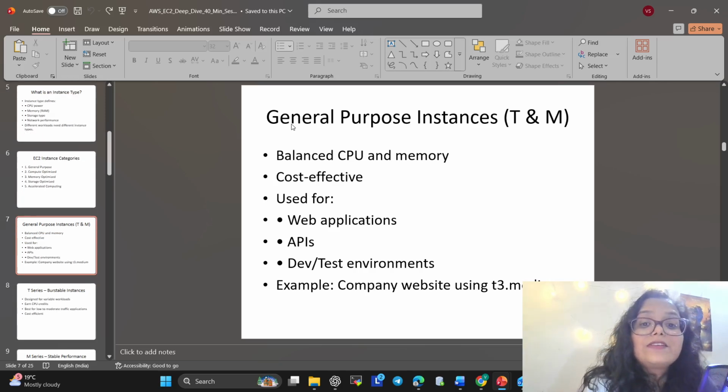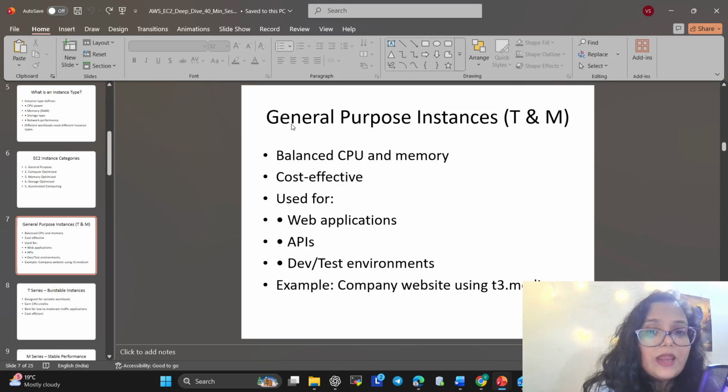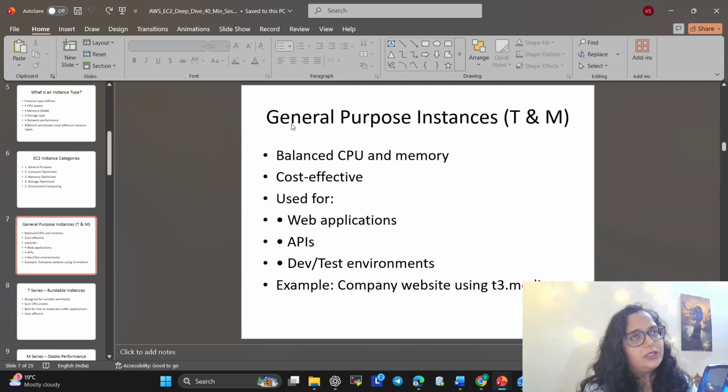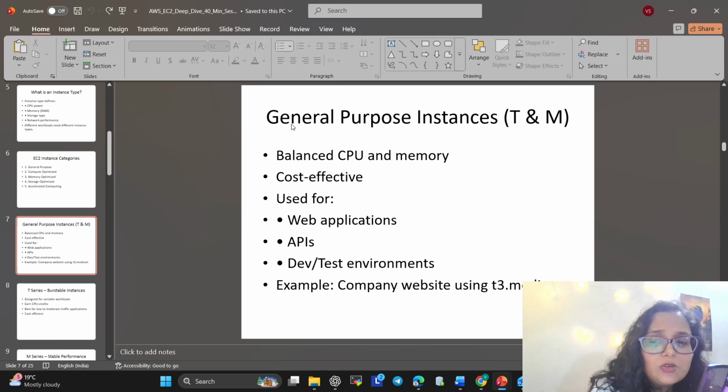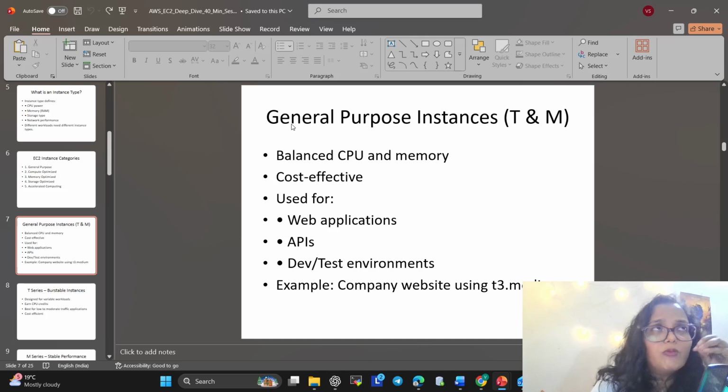First is the general purpose instance, which comes in the T and M series. It has balanced CPU and memory, not very high, not very low, and it is cost effective. It is used for web applications, APIs, developer and tester environments, and a company website would use T3 medium. Let me explain in more detail so that you can understand what general purpose is. We can say it is an all-rounder.